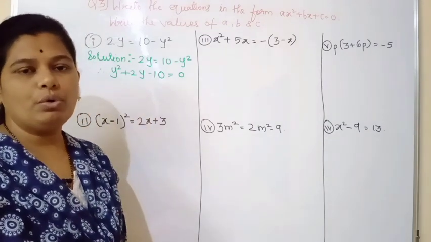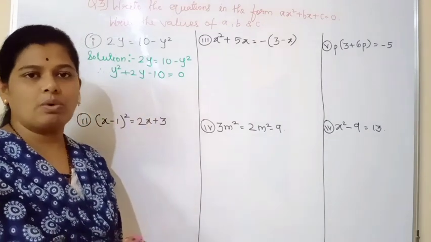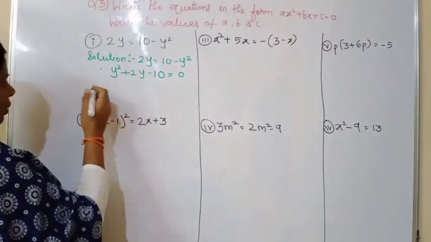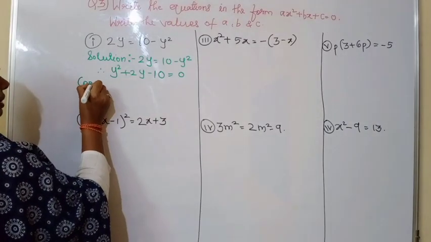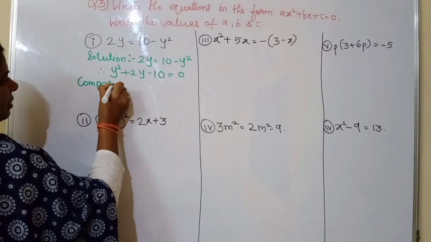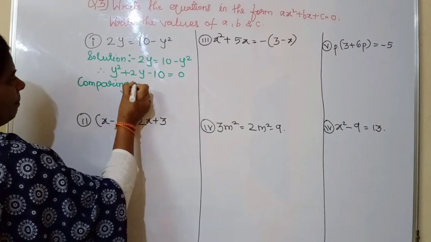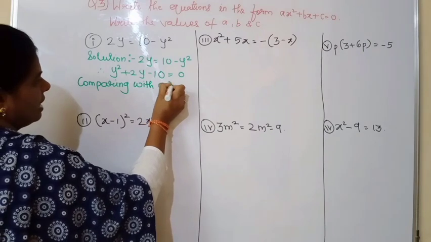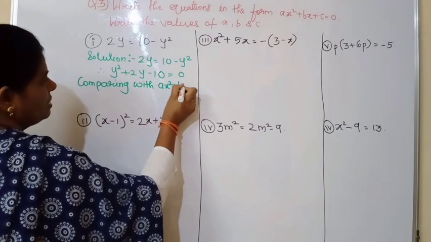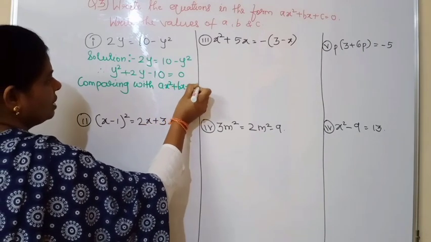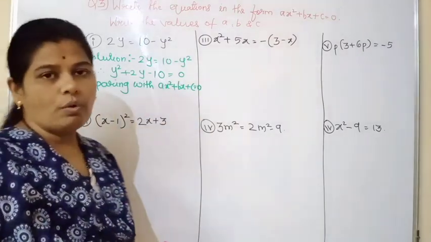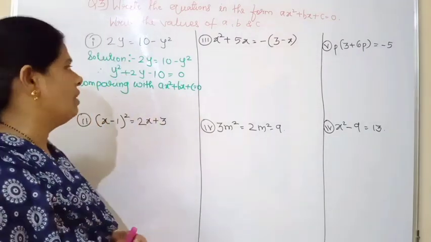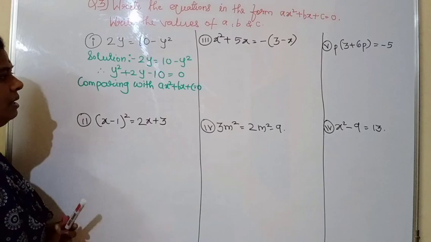Now what are we going to do? We are going to compare this equation with the standard form, that is ax square plus bx plus c equal to 0. We have to compare with this equation and find out the values of a, b, c.